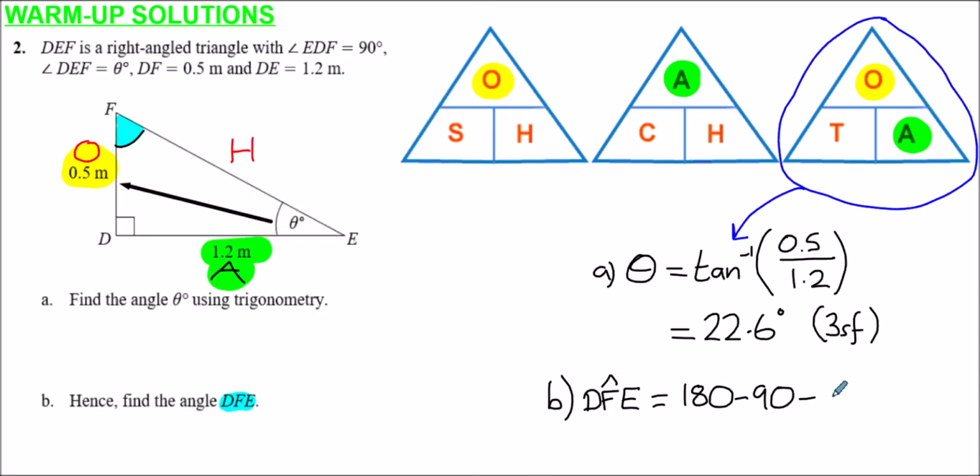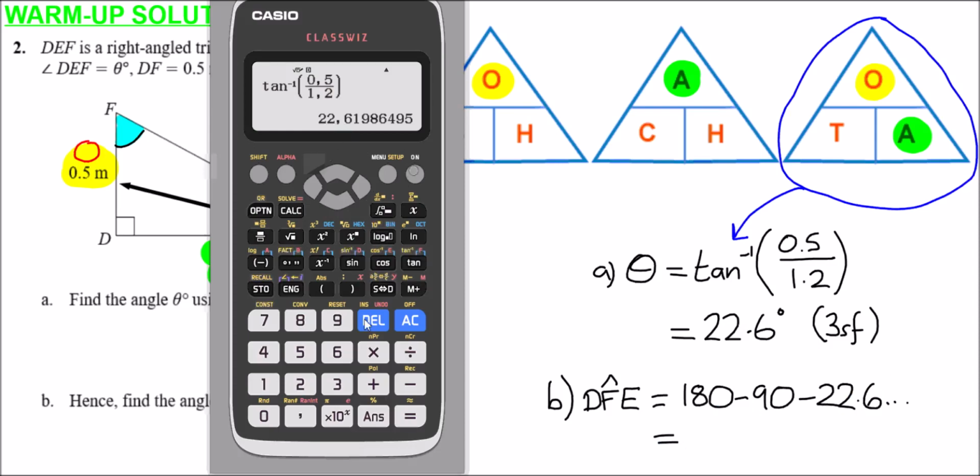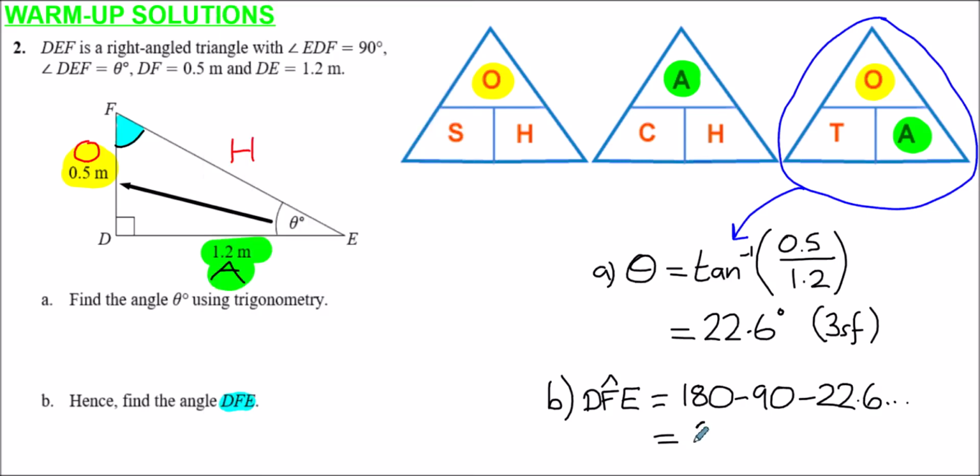So obviously we rounded it off to 22.6, so we can just use the answer stored in our calculator and round off at the end. So I'm going to leave this stored in the calculator as the ANS. So ANS equals, there you see it's stored for us. So DFE is 180 minus 90 minus 22.6 whatever, which is stored in the answer button. So we get to 3 significant figures, 67.4 degrees. And that wraps up question 2.